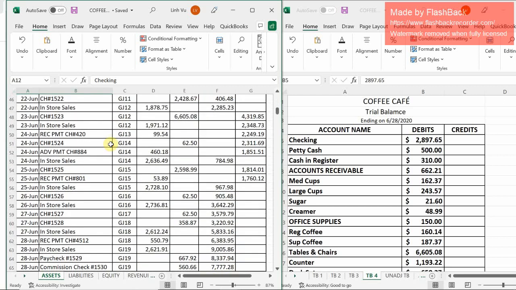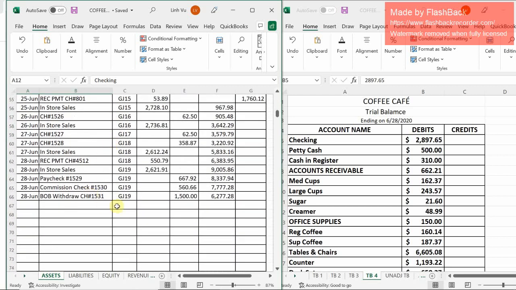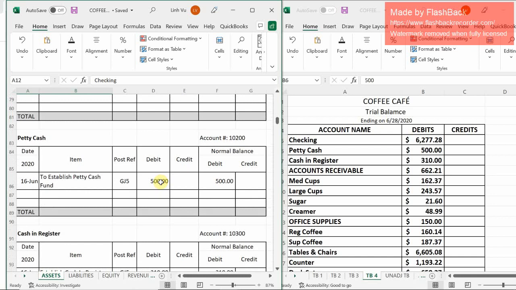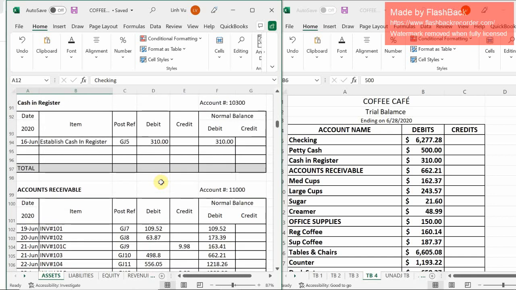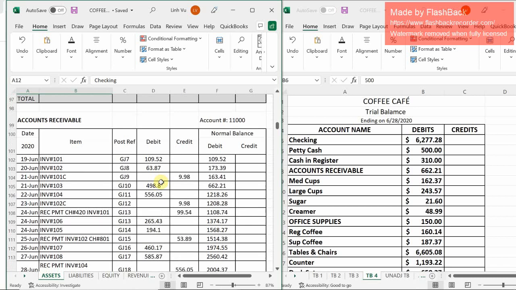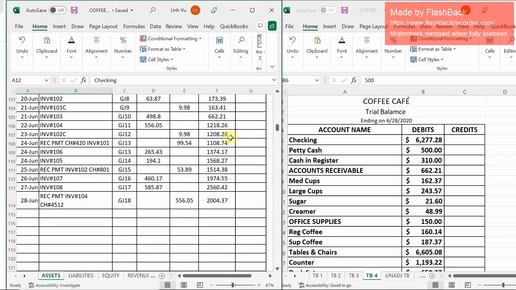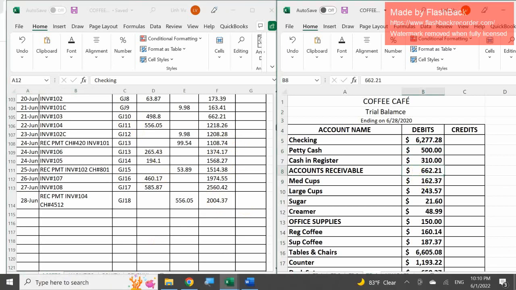After we issued that check to Bob Mason, we had a grand total amount in our checking account to be $6,277.28. Our petty cash is still at $500. Our cash in the drawer is still $310. Let's see here, our accounts receivable. We had a lot of changes here. It is now a total of $2,004.37.